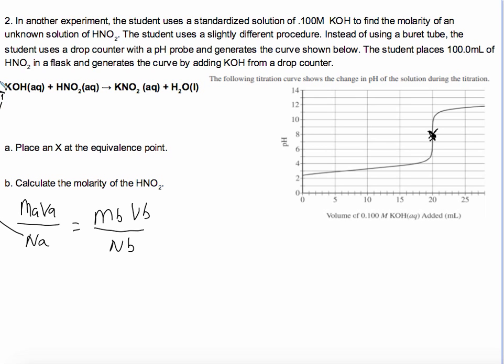Now, the N's are the coefficients right here. So what number is in front of there? 1. What number is in front of here? 1. Okay, so it's a 1 to 1. So anyway, we can just put in, okay, calculate the molarity.